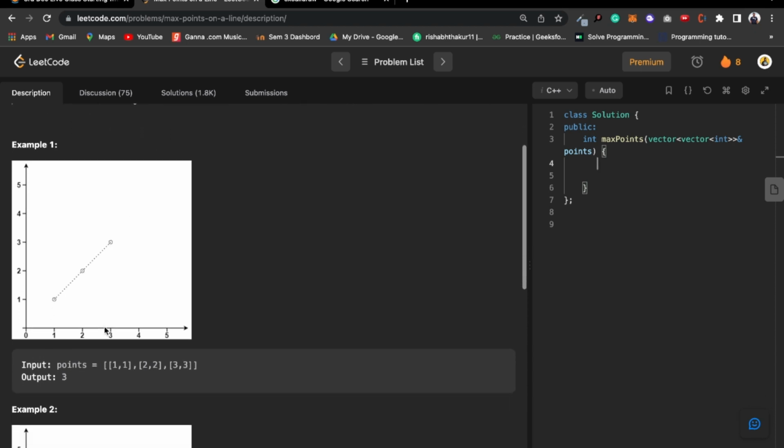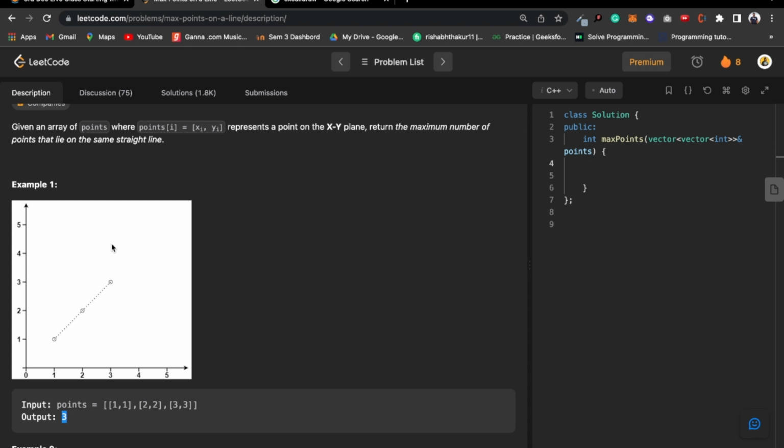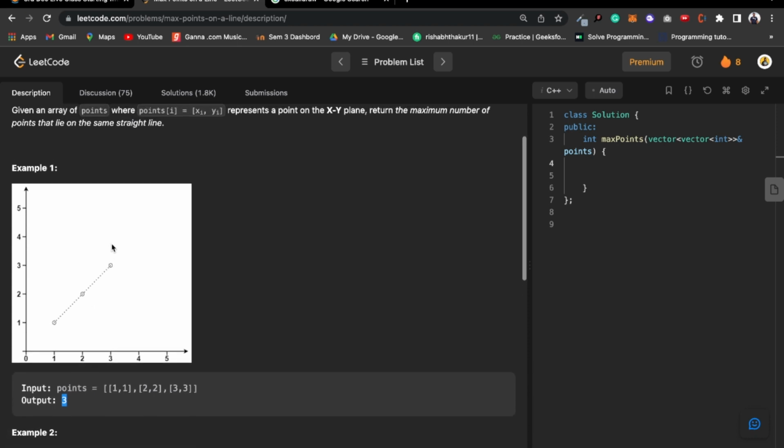So what they are telling us is, for example, we have these points. This is a 2D vector, and inside it we have 1, 1. So this is the point 1, 1, and here is a point 2, 2, and here is a point 3, 3. Now the output is 3. How have they calculated it? If I draw a line from this point to this point and again to this point, you can see that it's a straight line, and we basically have to return the maximum number of points that lie on a straight line.